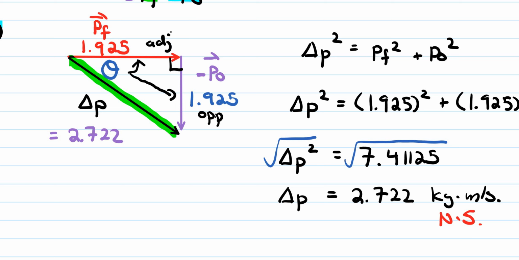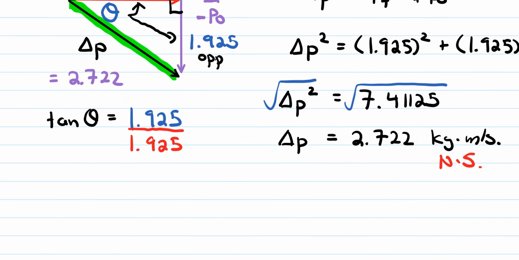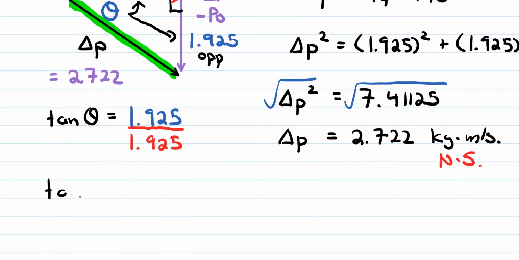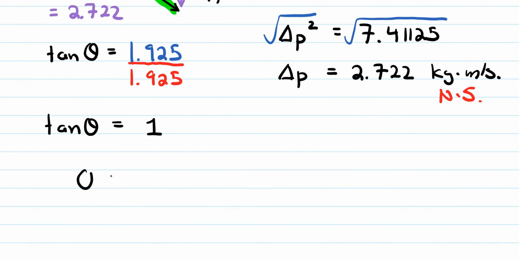When we have opposite and adjacent, we can use tan of the angle. The opposite here is 1.925, and we divide that by 1.925. Looking at the ratio, the numerator and the denominator are the same, so this is really tan theta equals 1. If I find the inverse tan, we can write this as tan inverse of 1 inside the brackets, and you do get an angle of 45 degrees.